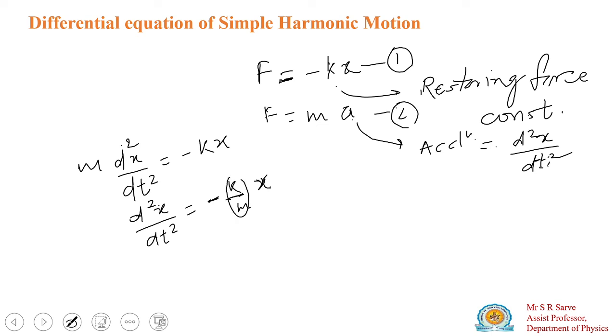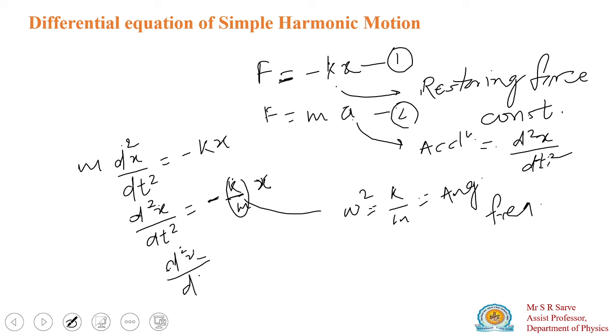But what is this k by m? The k by m is known as your omega square. Omega square is equal to k by m. K by m is known as your angular frequency omega. If you substitute this value here, this will give you the equation d square x divided by dt square.